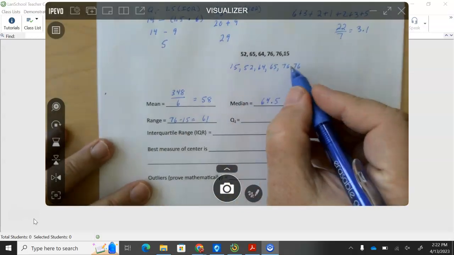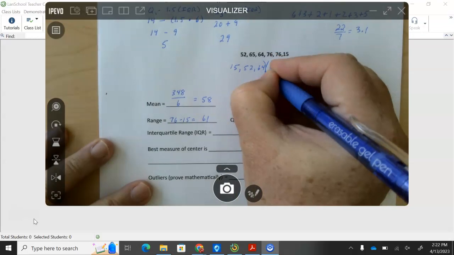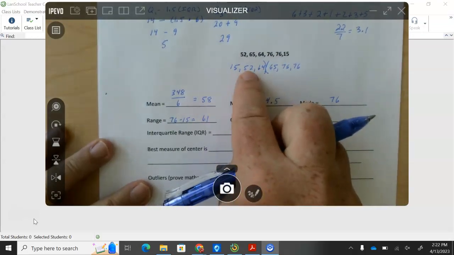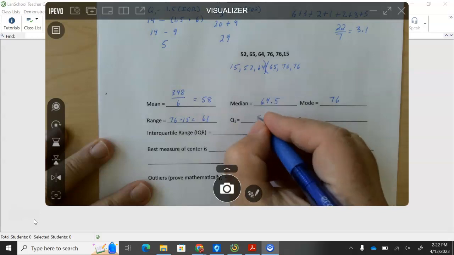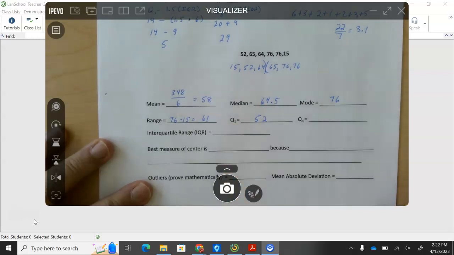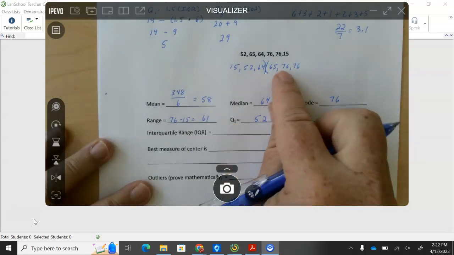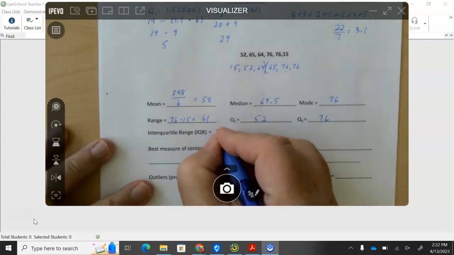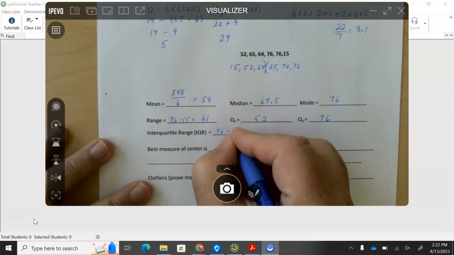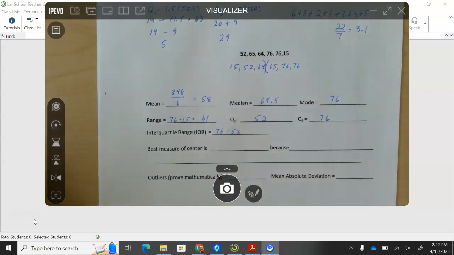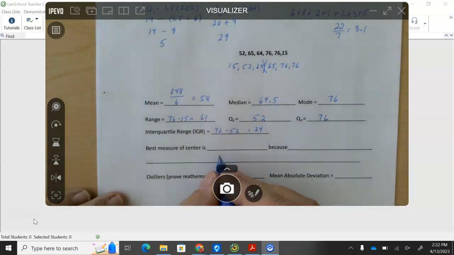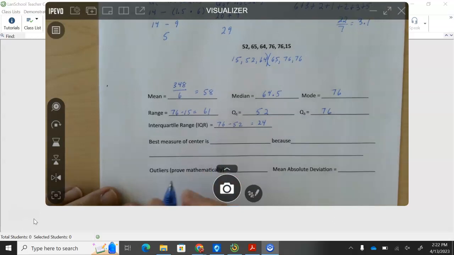So here's my 6 numbers again. Since I had 2 in the middle, I want to split it. There's my middle number. So Q1 is 52. Q3 is 76. My IQR, I want to subtract those two, and we get 24. I'm going to wait on this because I'm not positive.